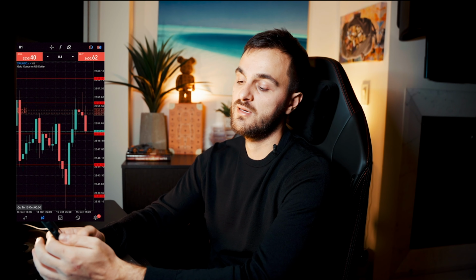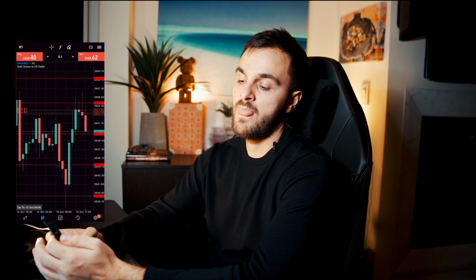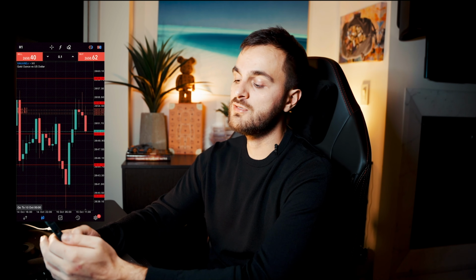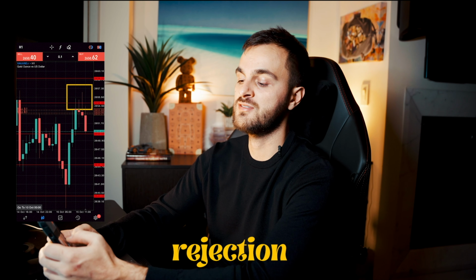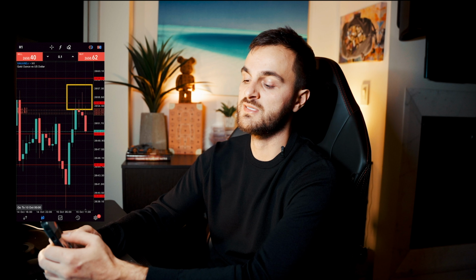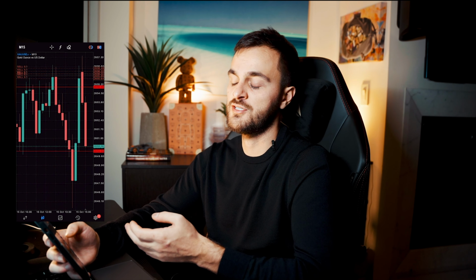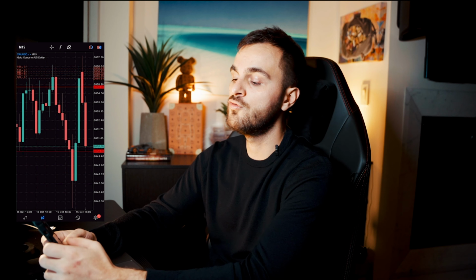Where are my entries? They're coming below that. You might think, why didn't you enter at 26.55? Well, I was waiting for the market to actually give me some rejection after that. I saw price spiked up to 26.55, and then I started entering after there was rejection, anticipating a movement down in price.